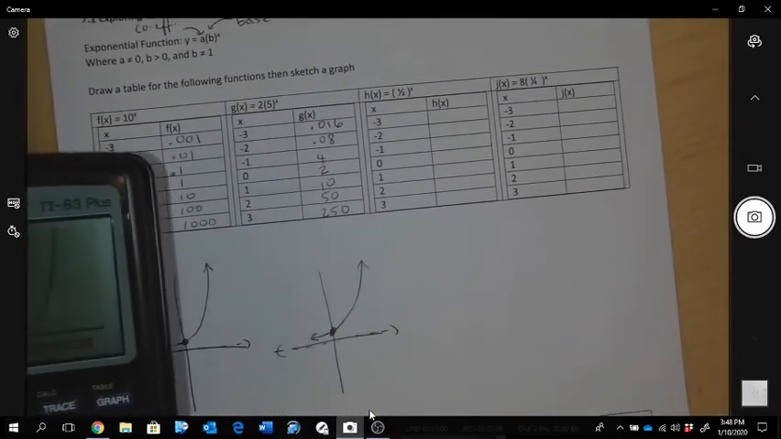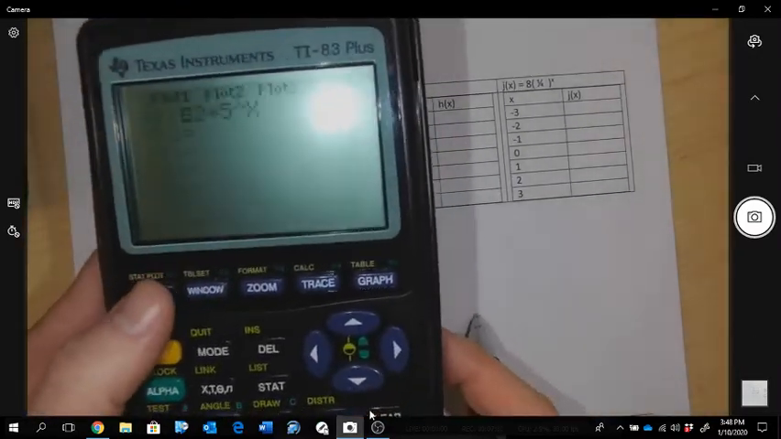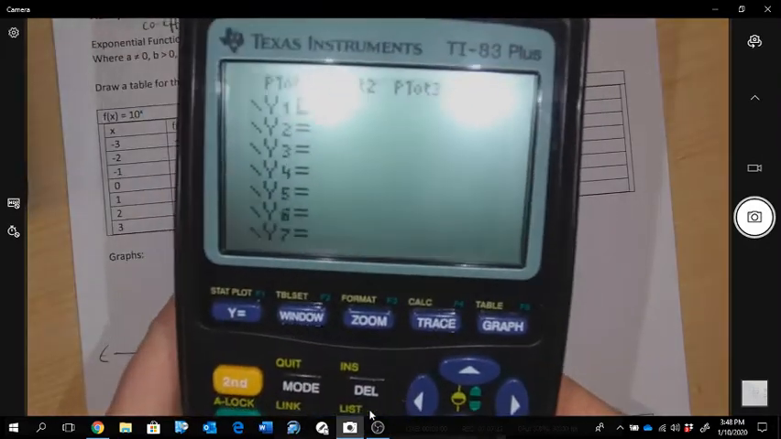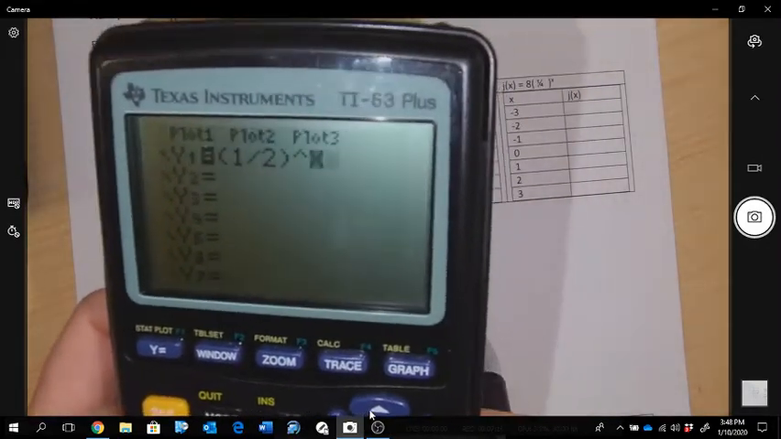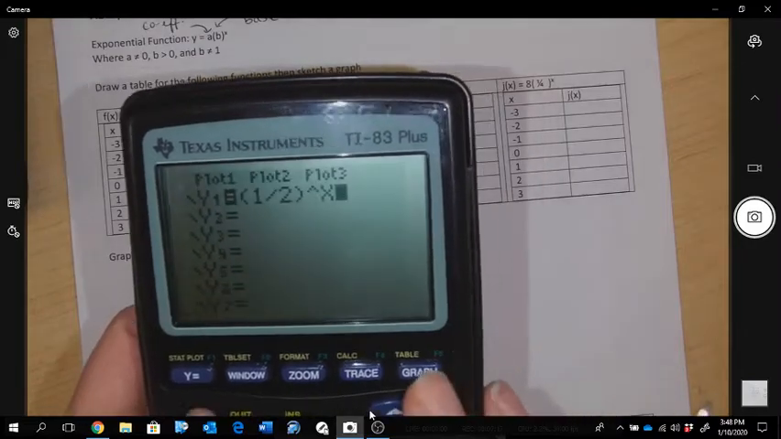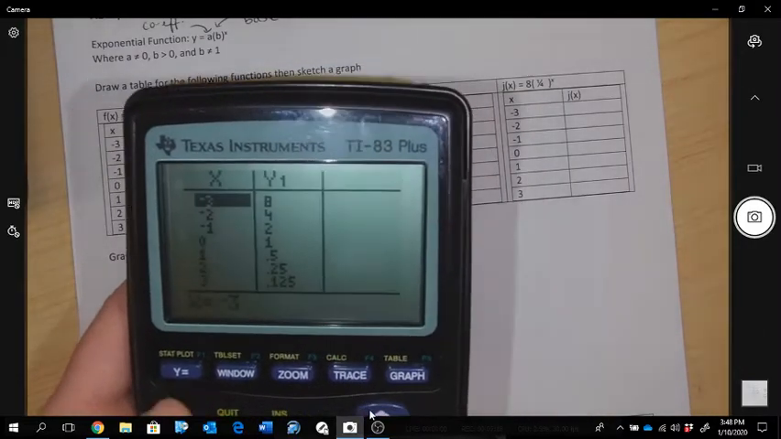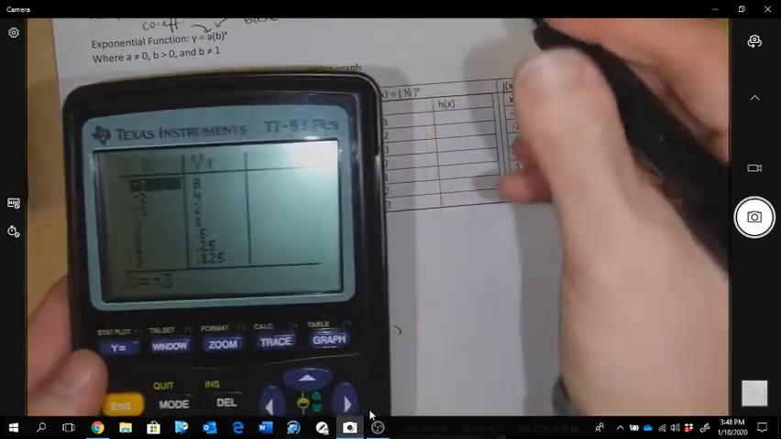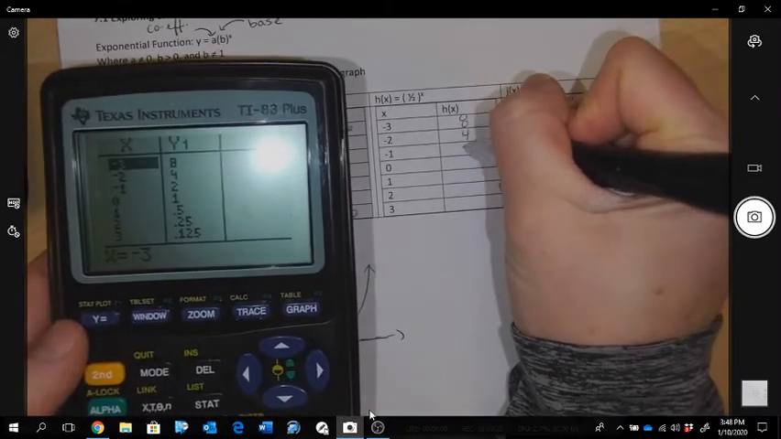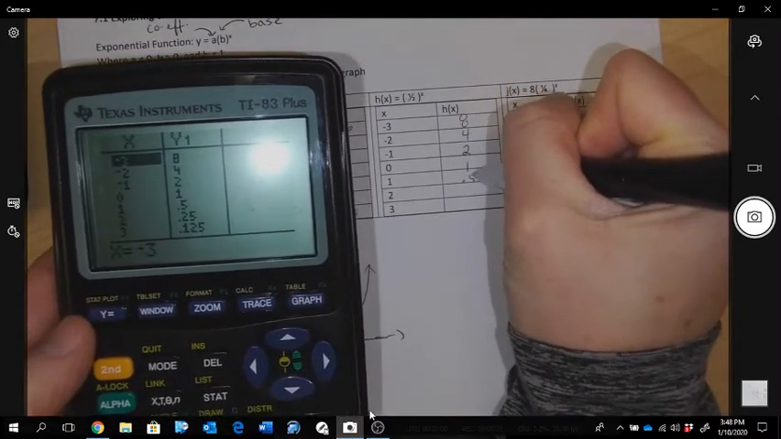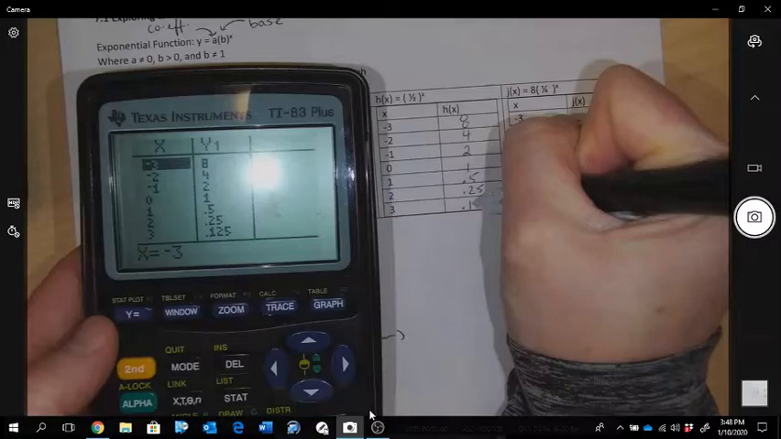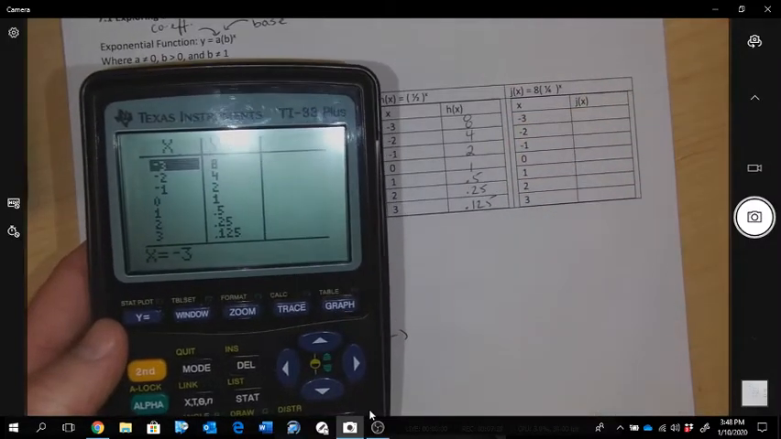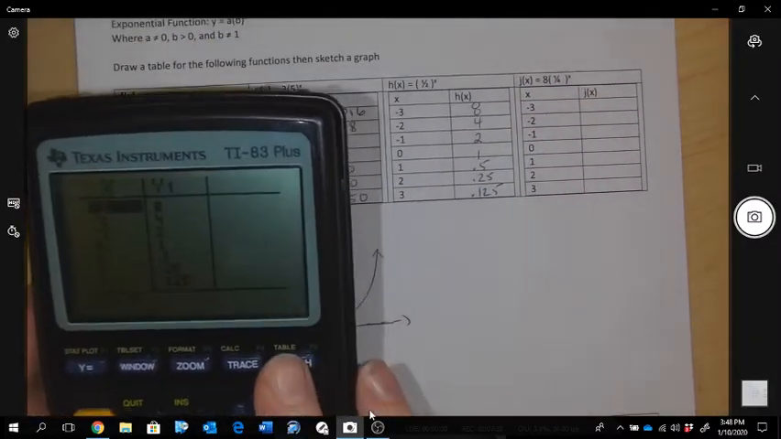Okay, next function, 1/2 to the x. So this time we have a base that is a fraction. So what is going to happen? Okay, so I'm going to go to my table. This time we have 8, 4, 2, 1, 0.5, 0.25, 0.125. So that's my table. So I'm going to graph this.